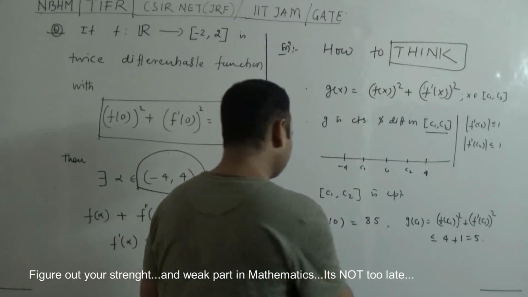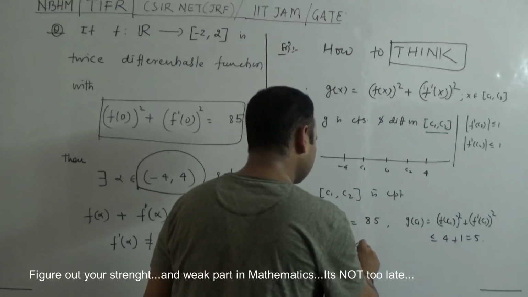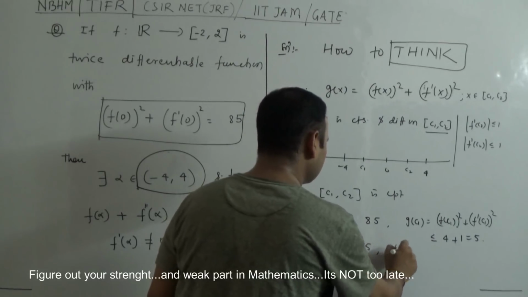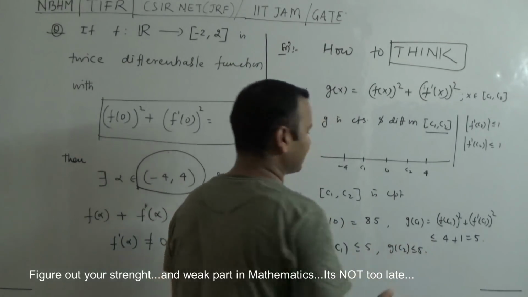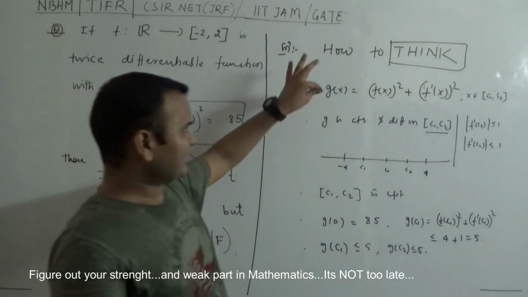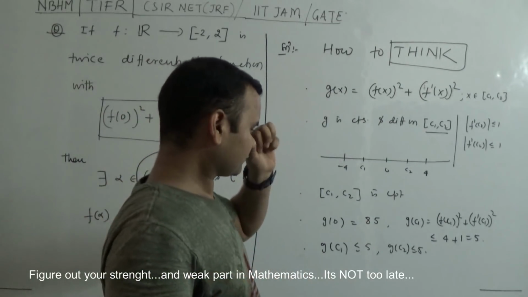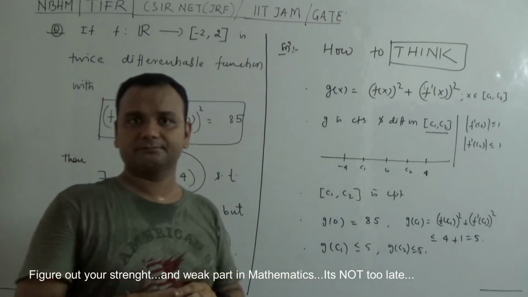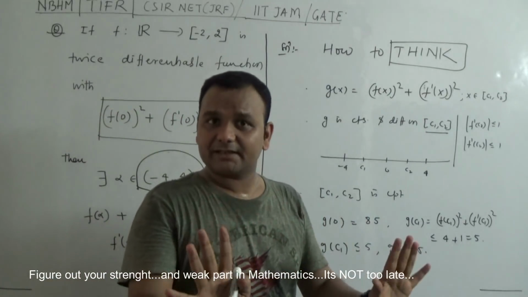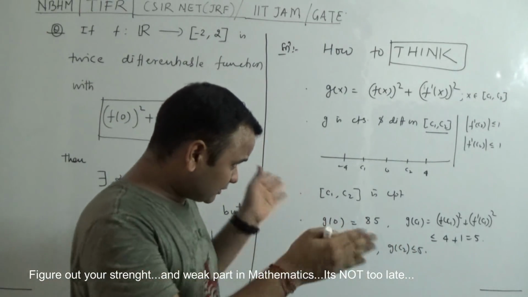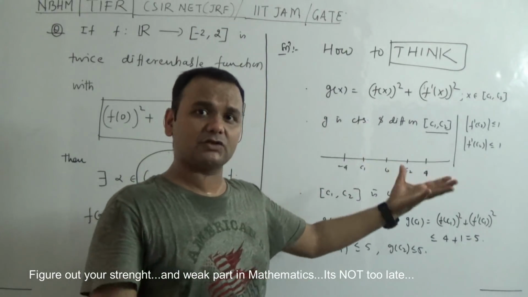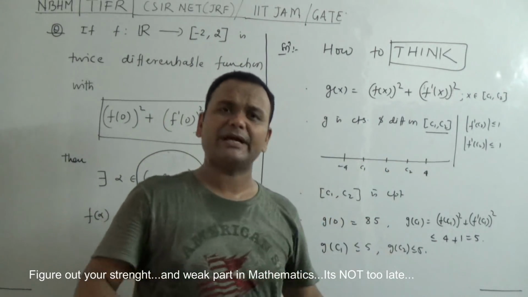So g of C1 is less than or equal to 5 and g of C2 is less than or equal to 5. Correct? So we have a continuous function whose value at the end points is not more than 5, and it is non-negative, and at a middle point, at 0, its value is 85.